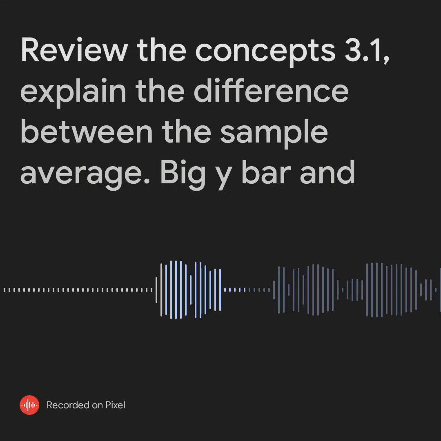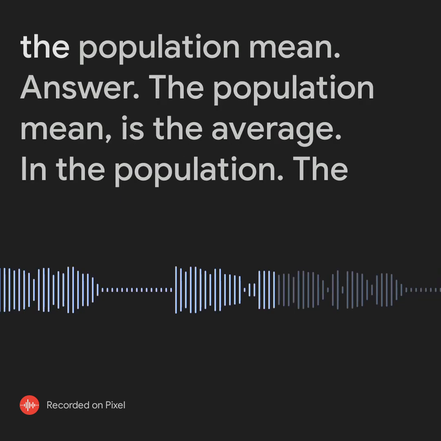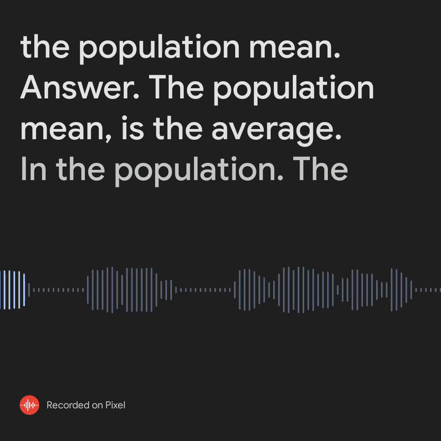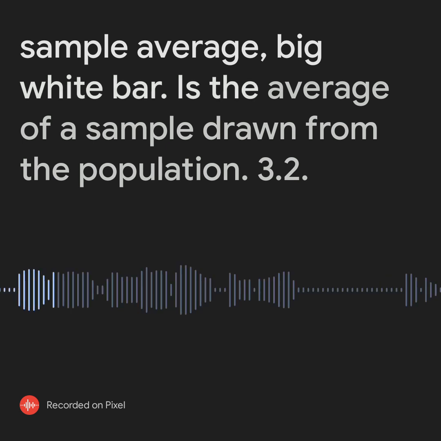Review the concepts. 3.1. Explain the difference between the sample average, big Y bar, and the population mean. Answer. The population mean is the average in the population. The sample average, big Y bar, is the average of a sample drawn from the population.